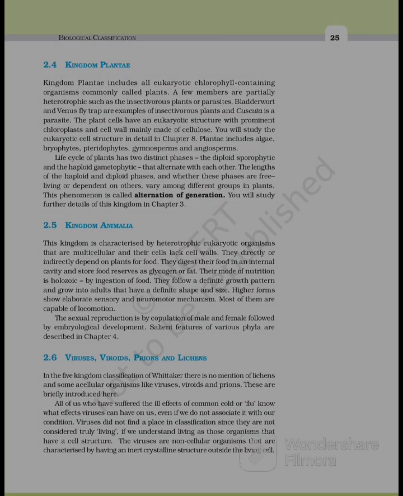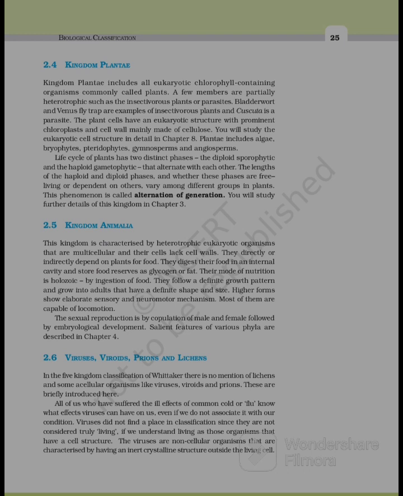Topic 2.4, Kingdom Plantae. Kingdom Plantae includes all eukaryotic chlorophyll-containing organisms, commonly called plants. A few members are partially heterotrophic, such as the insectivorous plants or parasites. Bladderwort and Venus flytrap are examples of insectivorous plants, and Cuscuta is a parasite. The plant cells have a eukaryotic structure with prominent chloroplast and cell wall mainly made of cellulose. You will study the eukaryotic cell structure in detail in chapter 8.